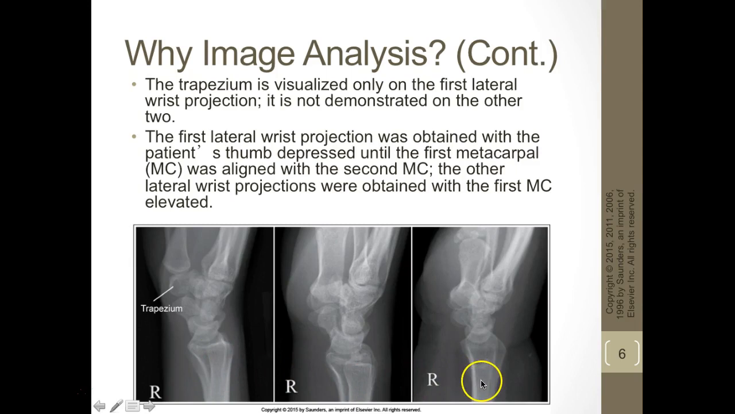Are they superimposed? So here, the first lateral wrist projection was attained with the patient's thumb depressed until the first metacarpal was aligned with the second metacarpal. The other lateral wrist projections were obtained with the first metacarpal elevated. So you can see here the trapezium, and you can see the difference between the wrists on which one is going to show us the anatomy the best, okay?